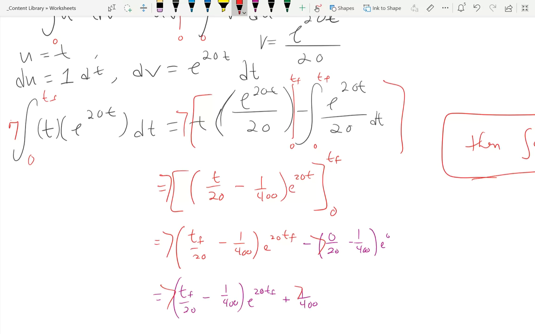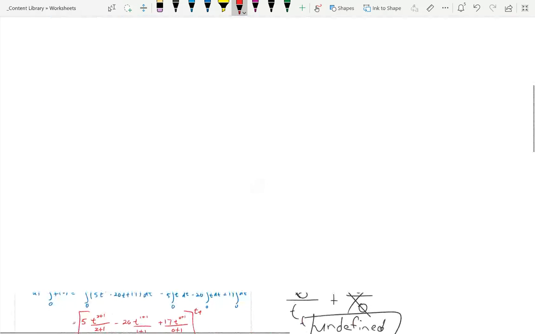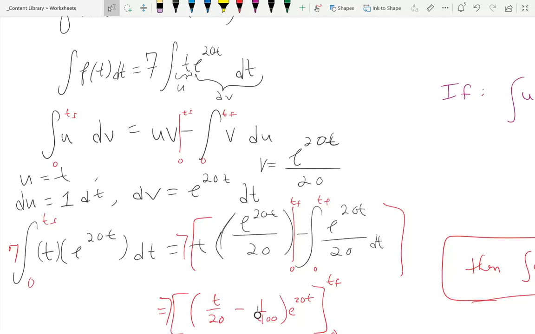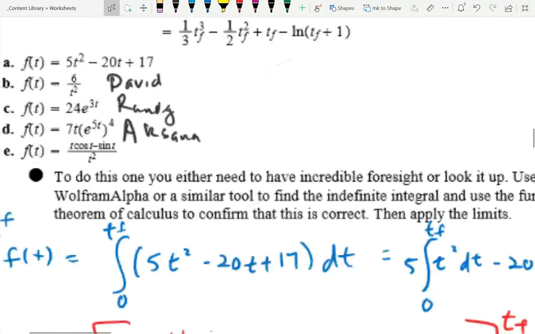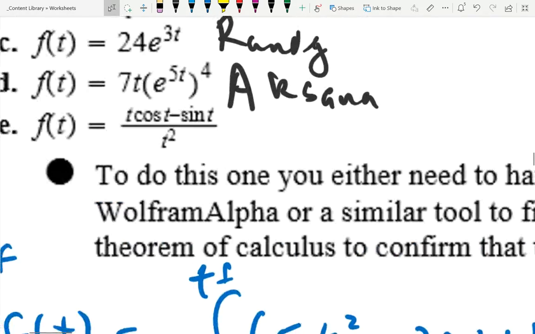Okay, last problem, so you can see it done and see L'Hopital's rule in action. So here is the problem. F of t is t cosine t minus sine t all over t squared.